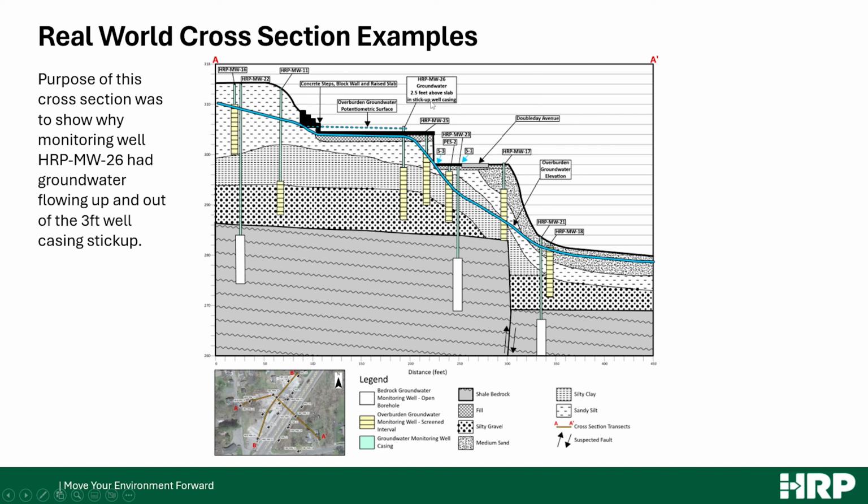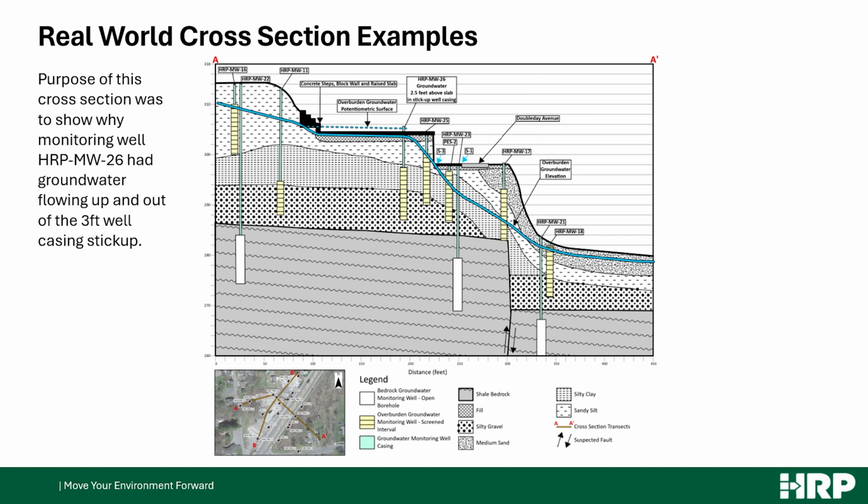The other thing we observed when we were out there is we installed a well on a former raised concrete slab with a 3-foot stick up. And after the well was finished, we noticed that groundwater was actually behaving in artesian conditions and coming up and out of the casing. And so we wanted to know what subsurface feature would cause that.